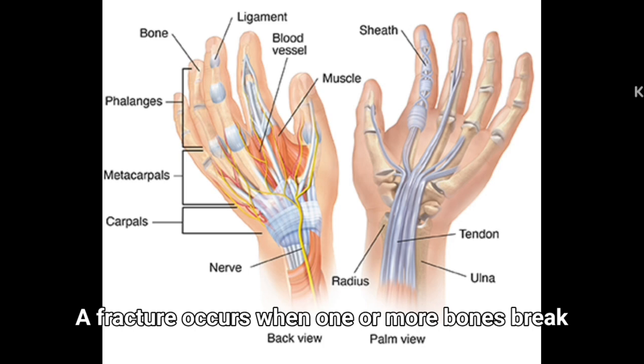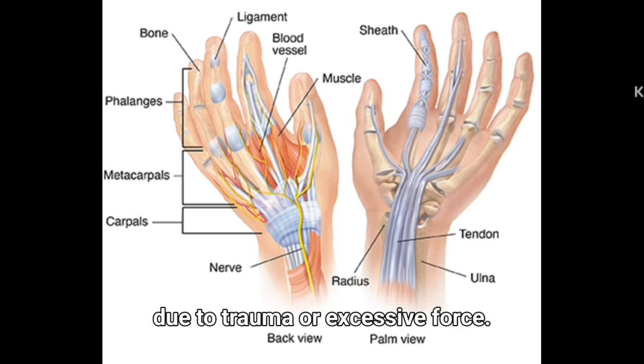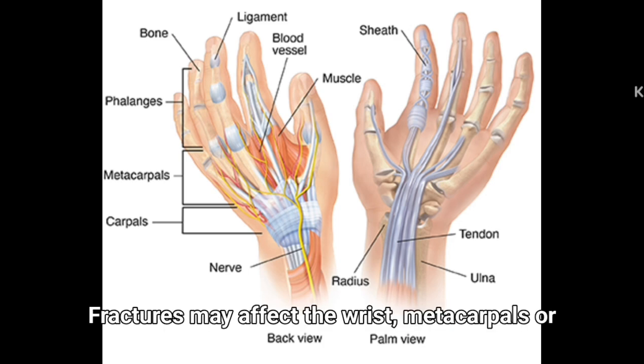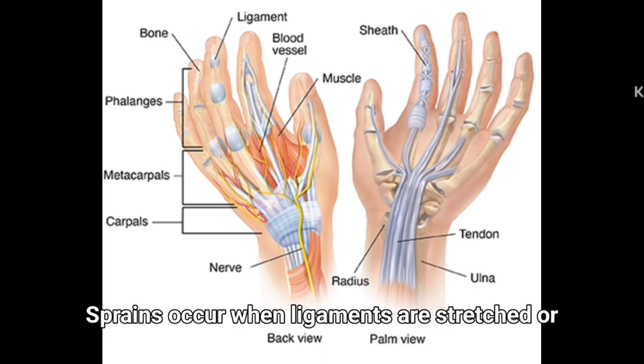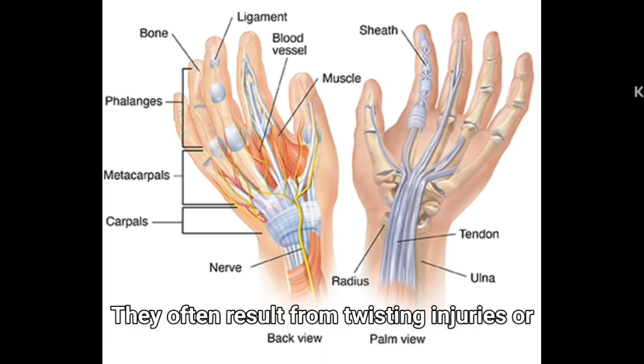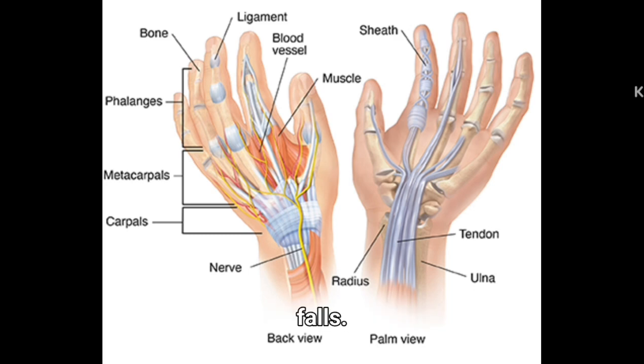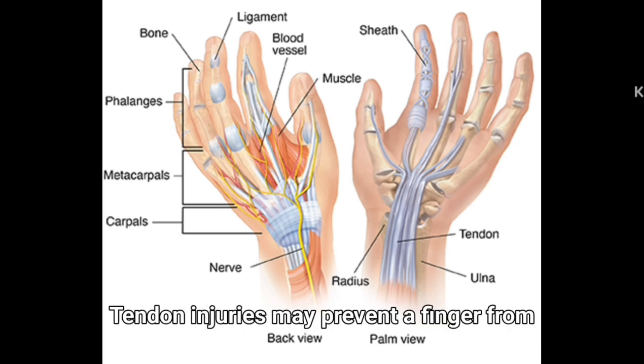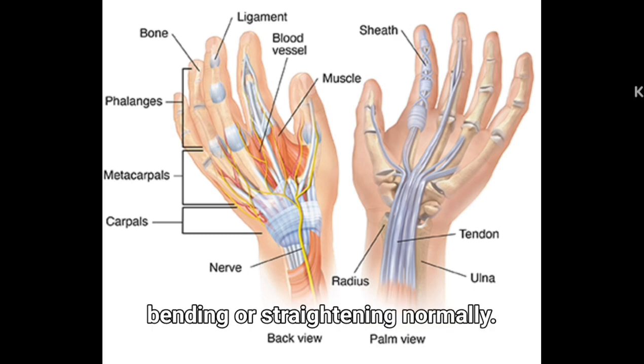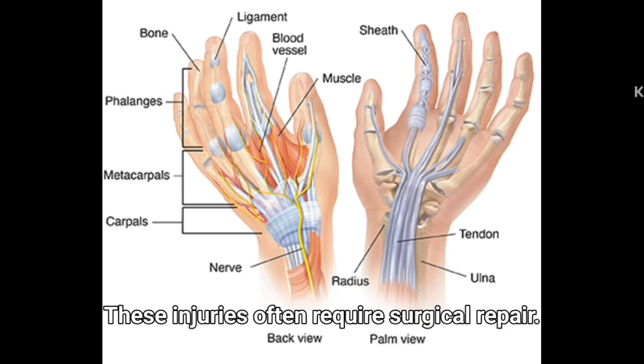A fracture occurs when one or more bones break due to trauma or excessive force. Fractures may affect the wrist, metacarpals, or finger bones. Sprains occur when ligaments are stretched or torn. They often result from twisting injuries or falls. Tendon injuries may prevent a finger from bending or straightening normally. These injuries often require surgical repair.